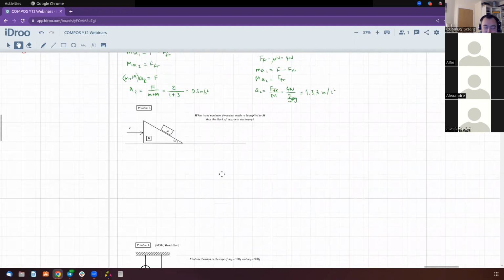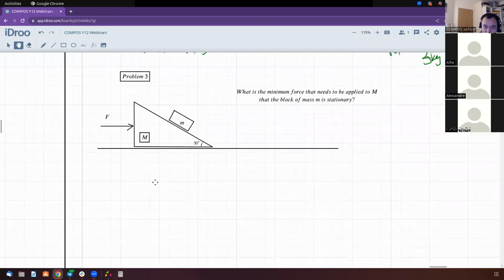Now, in your assignment, you have a very difficult problem with a trolley. Okay, wink, wink. This problem is very similar to that one. What is the minimum force that needs to be applied to M so that the block of mass M is stationary? So what do we see? Well, we see a prism, a triangular prism, and we're pushing it. And if we push it hard enough, the top block won't slide down and won't slide up. So the top block has to be stationary relative to the bottom block.